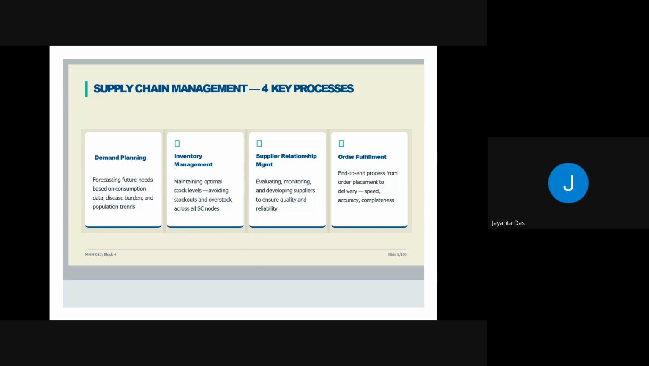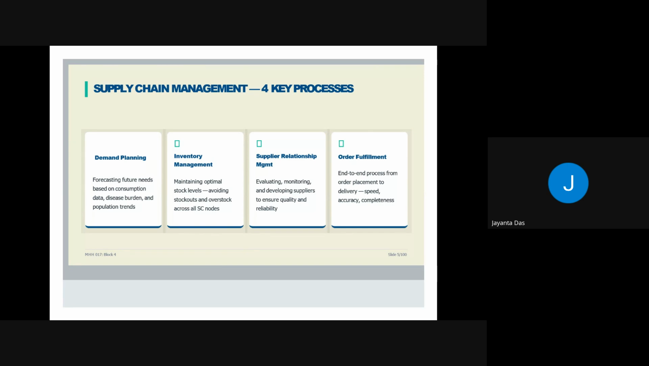Second, whatever items we have in our inventory, we need to manage that. That is maintaining optimum stock level, avoiding stock-outs and at the same time overstocking, across all supply chain nodes, whether it is at the store level, the dispensary level, or the distribution centers. So everywhere we need to maintain this inventory management system.